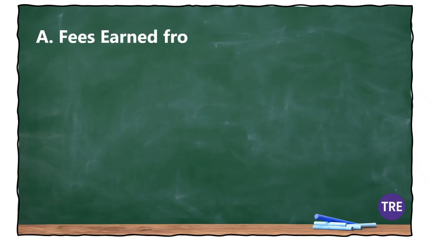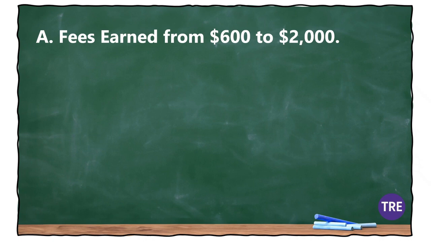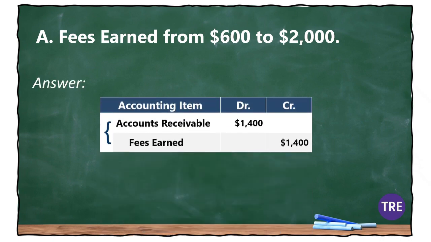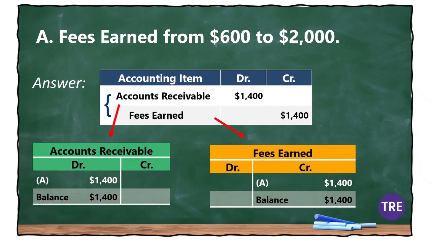Here is adjustment A. Fees earned increased from $600 to $2,000. We need to add $1,400 in revenue. The journal entry is to debit accounts receivable for $1,400 and credit fees earned for $1,400. Why should the company adjust it? Because without this entry, revenue would be understated. The company has already provided $1,400 worth of services, but since the bill hasn't been sent, it wasn't recorded.